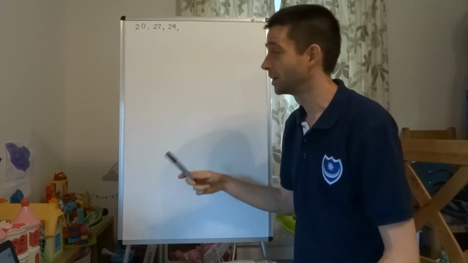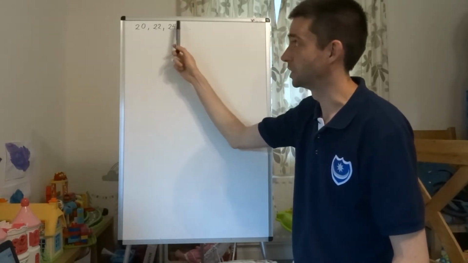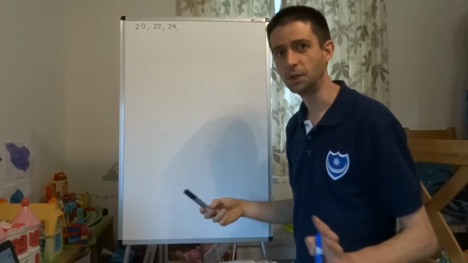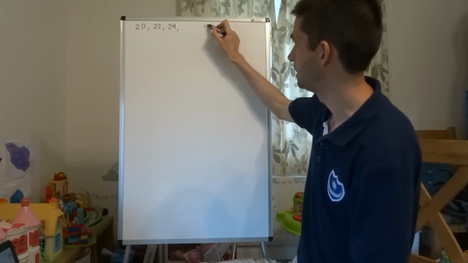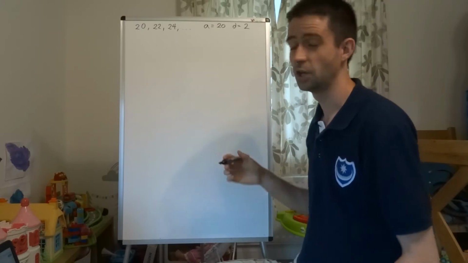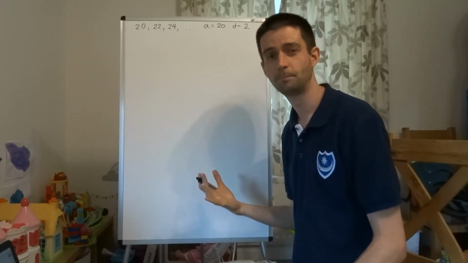So straight away I can see that this is an arithmetic sequence because the terms in the sequence are going up by the same each time. They're going up by 2. So before I even look at what the question is asking me to do, I can write down that a, the first term, is 20, and that d, the common difference, is 2. And that is going to be useful information to me as I work through this problem.